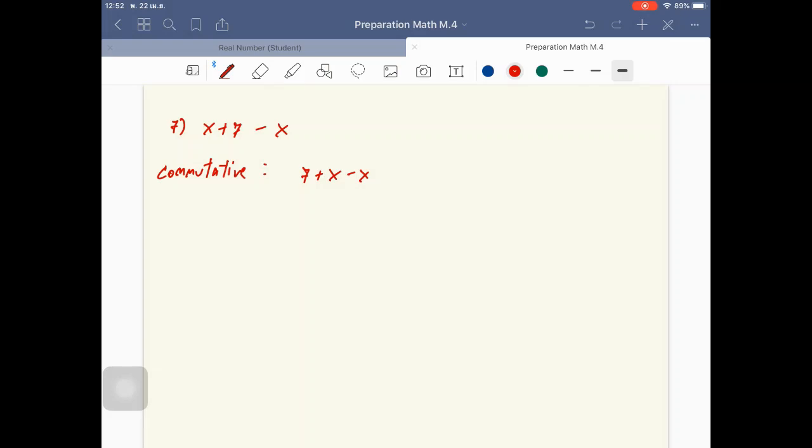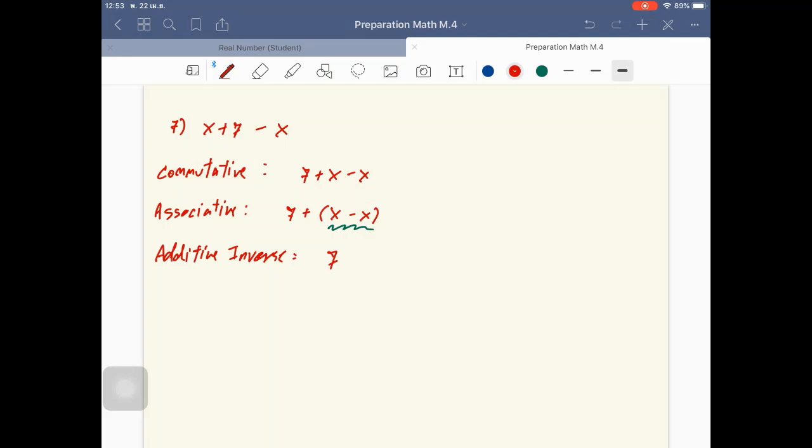And then you use associative, grouping the numbers. So I prefer to group x and minus x. And the next one, you see, additive inverse. Between these two, you can use additive inverse because a number plus its own negative gives 0. So here you will get 7. And that's it. Finish question 7, okay?